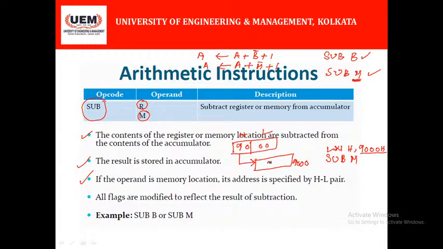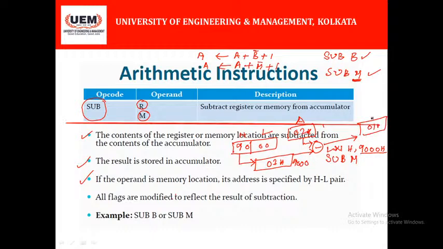Let's say there exists a value 01H at that location, and let's say the value of the accumulator is 02H. Then we perform the subtraction between them, and the result is 01H, which will be stored in the accumulator.